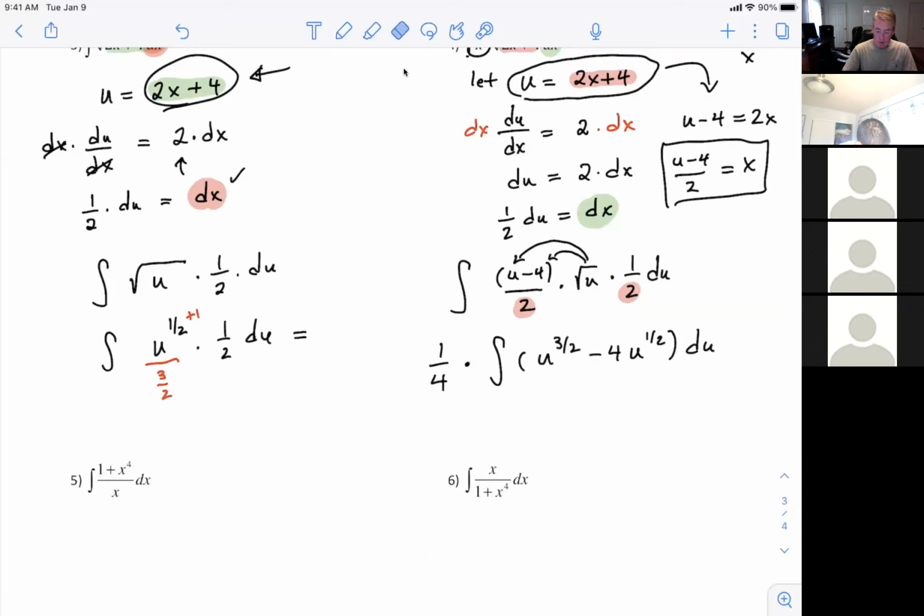Okay, we've done the hard part. Now for the easy part. So add 1 to the exponent. Well, 3/2 plus 1 is 5/2, so then divide by 5/2. And then go to the next one. Add 1 to the exponent is 3/2, so divide by 3/2.